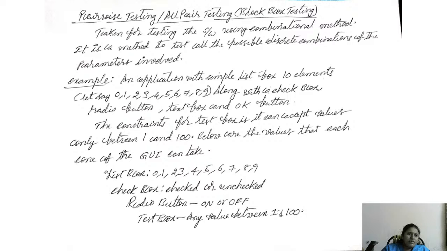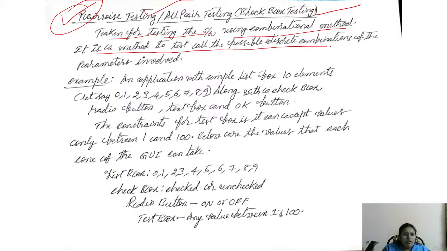Next, these are all the different types of black box testing. First one is pairwise testing, also called all-pairs testing. This is a type of black box testing that tests the software using a combinatorial method. It is a method to test all the possible discrete combinations of the parameters involved. This will test all the possible desirable combinations in pairwise testing.